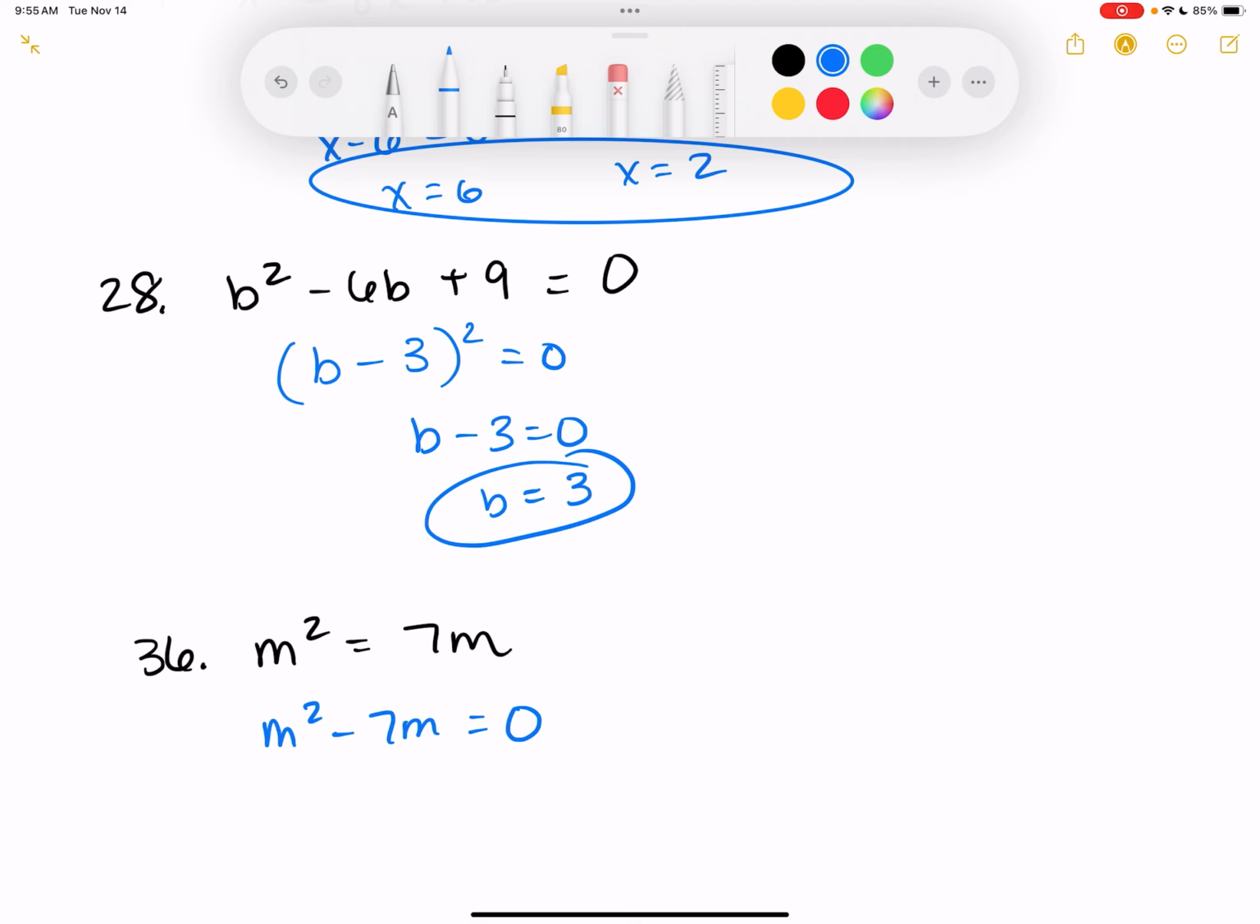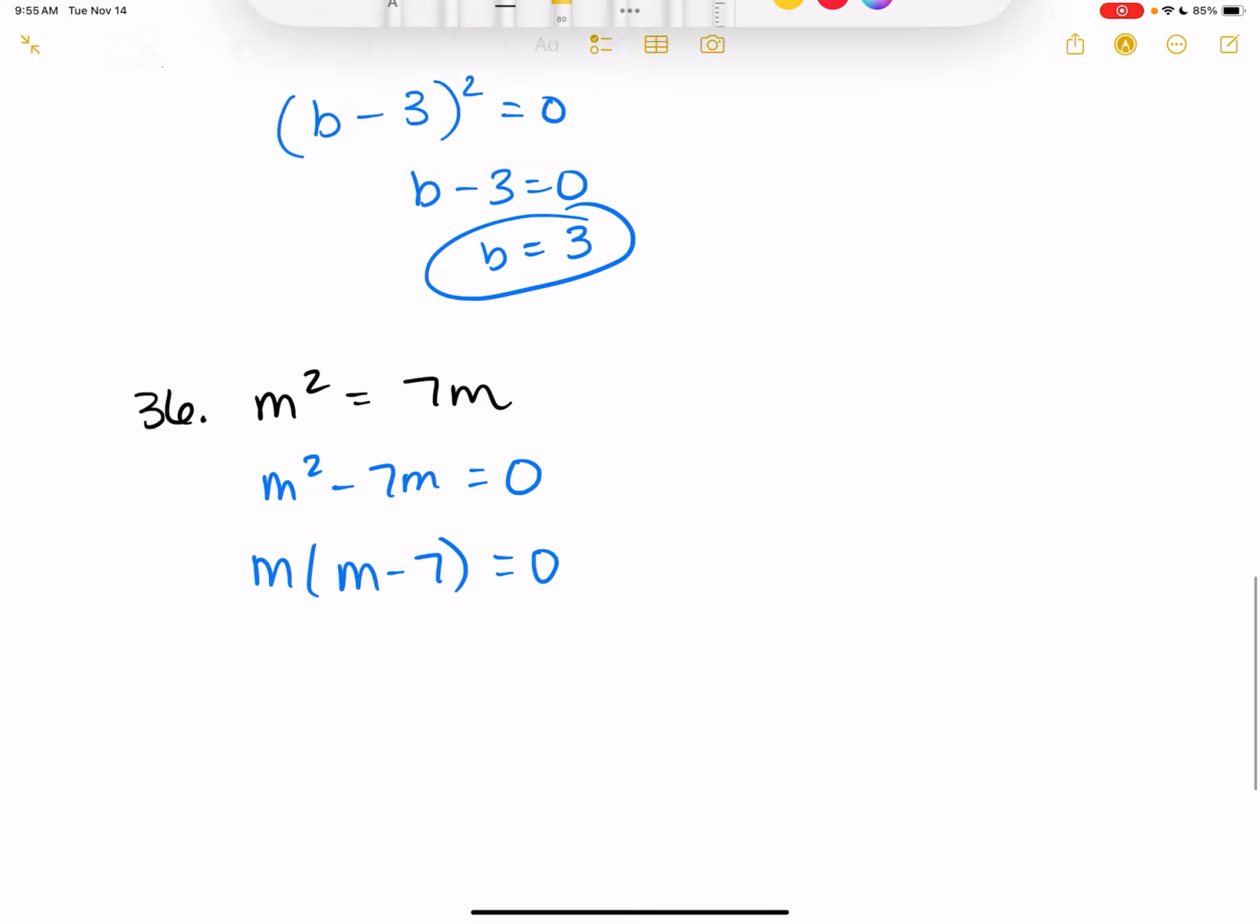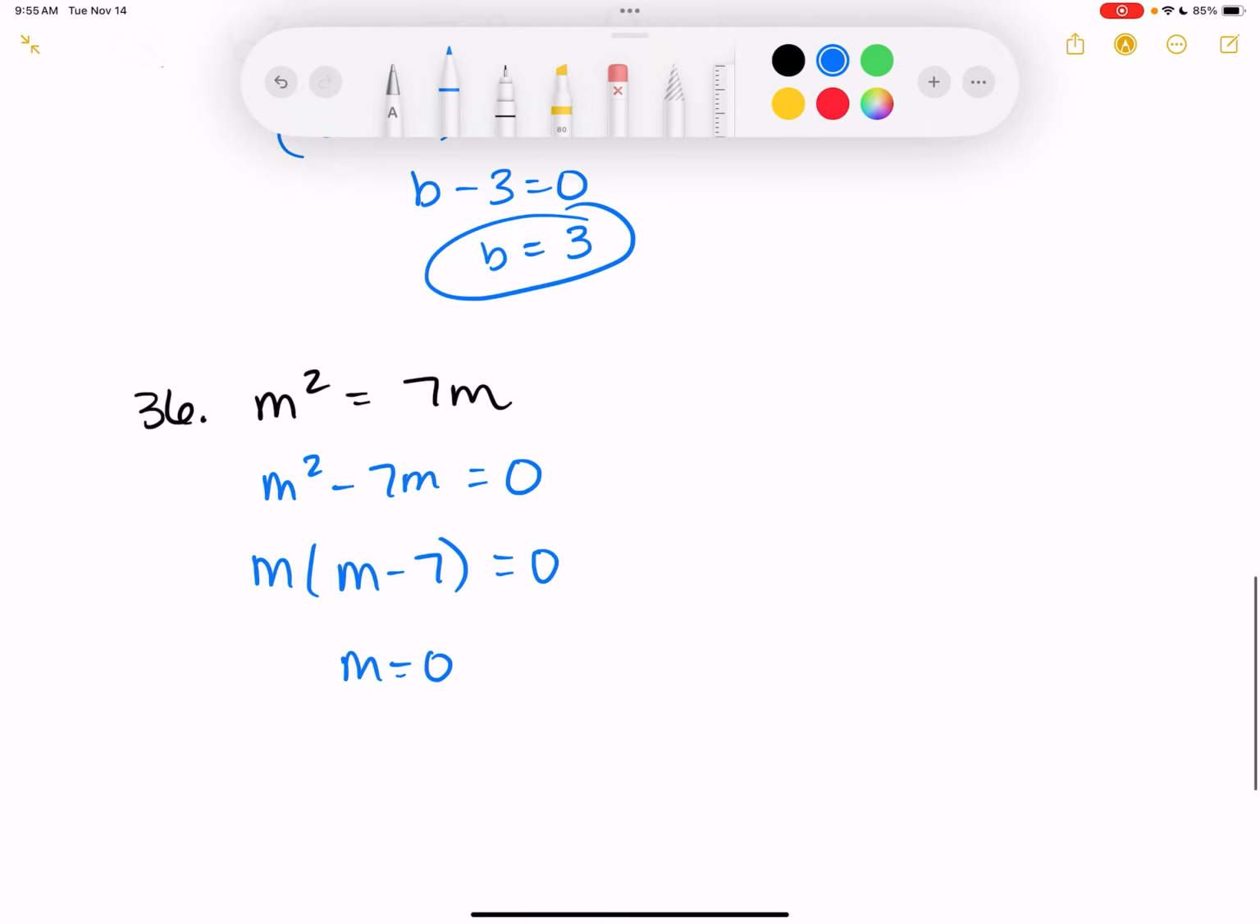Now, what do both of these have in them? M. So I'm going to take out an m, which leaves me with m minus 7. Okay, and this is an acceptable way to factor. Sometimes factoring involves just pulling something out of it. So now I can do the same thing. I'm going to have m equals 0. That one's easy, I have no work to do. M minus 7 equals 0, so m equals 7. So my answers would be m equals 0 and m equals 7.